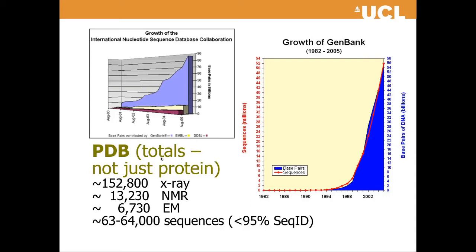Now, the Protein Databank, which is where we store primarily protein structure data, but also things like DNA structure and some other things as well, contains nearly 153,000 X-ray structures, about 13,000 solved by NMR, and nearly 7,000 solved by electron microscopy. But this only represents somewhere between 63 to 64,000 sequences if we're looking at less than 95% sequence identity between sequences. And consequently, the percentage of sequences for which structures are available is very small.